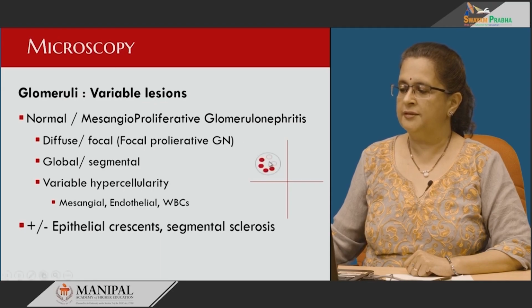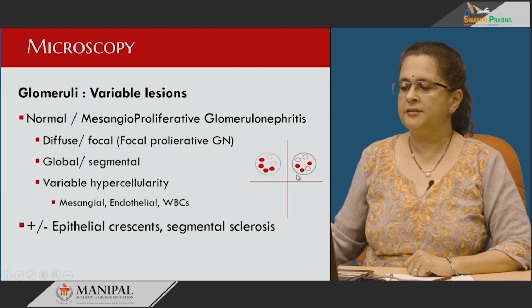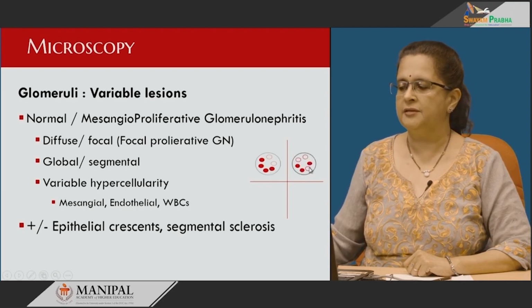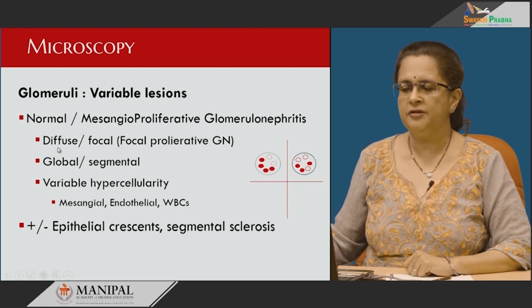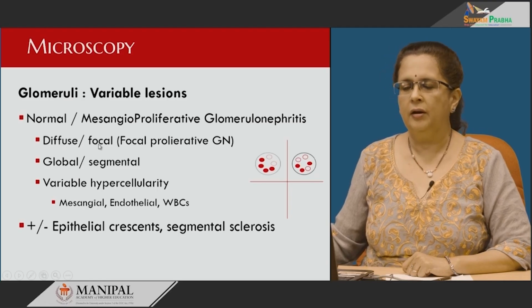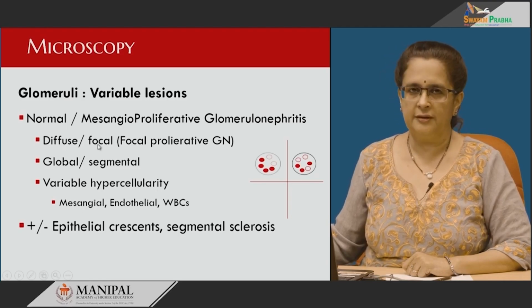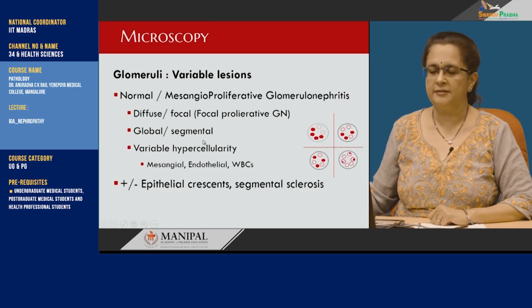So, more than 50% of the glomeruli are involved, it is diffuse. Less than 50% of the glomeruli or up to 50% of the glomeruli are involved, it is focal. So, we call it as diffuse proliferative or diffuse mesangial-proliferative glomerulonephritis, or focal proliferative or focal mesangial-proliferative glomerulonephritis. Then, in each glomerulus, if the entire glomerulus is involved, then it is called as global, whereas if less than 50% of the glomerulus is involved, it is called as segmental.